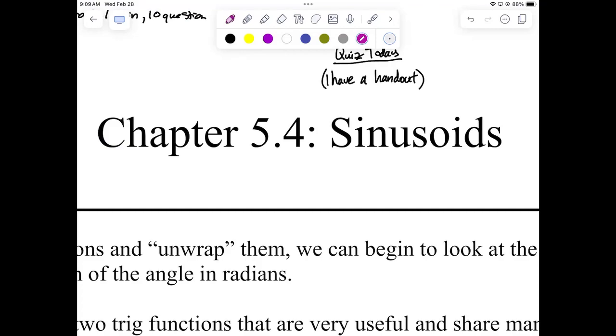Now, how do we say that word? Sinusoid. Yeah, it's the long I. So it's not sinusoids, it's sinusoid. It's a long I sound. So if you put a bar over the I, sinusoid.